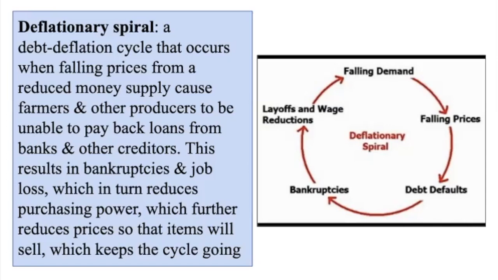A deflationary spiral is a debt deflation cycle that occurs when falling prices from a reduced money supply cause farmers and other producers to be unable to pay back loans from banks and other creditors. This results in bankruptcies and job loss, which in turn reduces purchasing power, which further reduces prices, so that items will not sell at all, which keeps the cycle going. So I'm sure you can see this is linked into the boom bust cycles, but this is also a particular issue with the West with a lack of hard money supply.